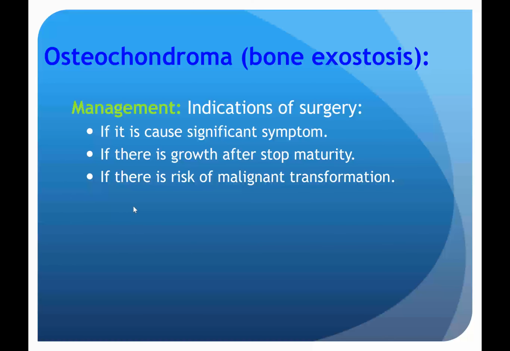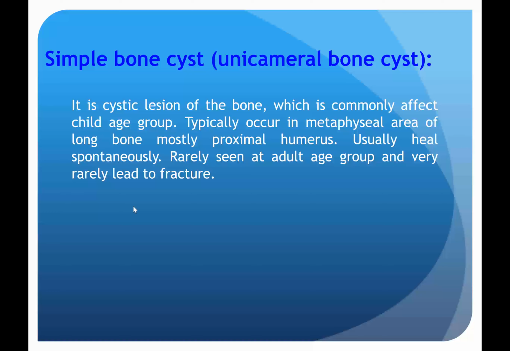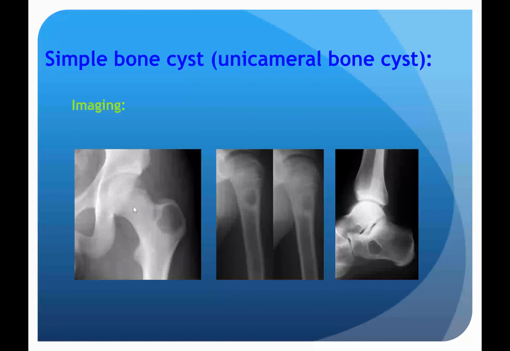Management will be by surgical removal. Indications are significant symptoms, growth after maturity, and risk of malignant transformation. Simple bone cysts are cystic lesions of the bone, commonly affecting the child age group, typically occurring in the metaphyseal area of the long bones, mostly the proximal humerus. They usually heal spontaneously, are rarely seen in the adult age group, and very rarely lead to fracture.